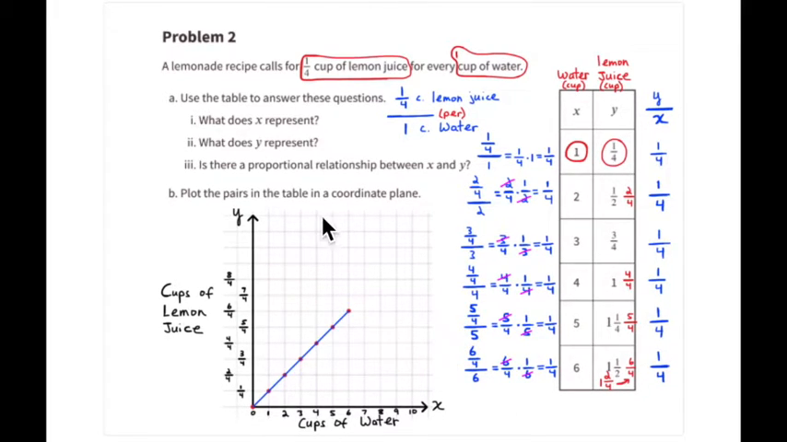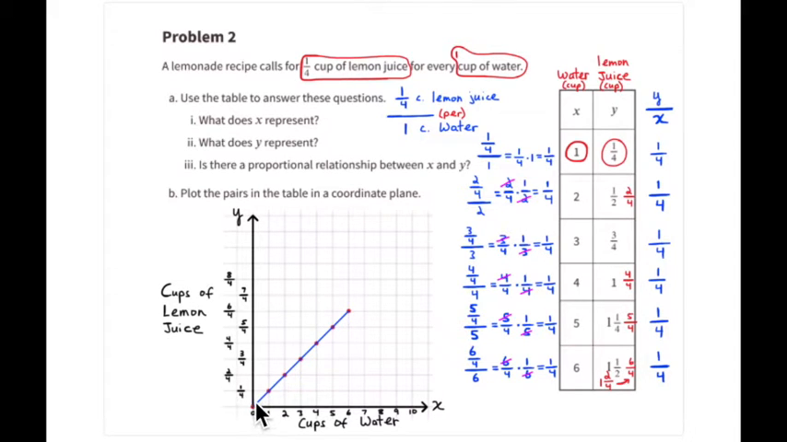Then it says graph them. So I put together this coordinate plane. It says graph or plot the pairs. What that means is the pairs are the coordinates. It's a coordinate pair that identifies a point. So the x-coordinate is 1, the y-coordinate is 1/4. So it identifies that point right there. So we'll go through one example.